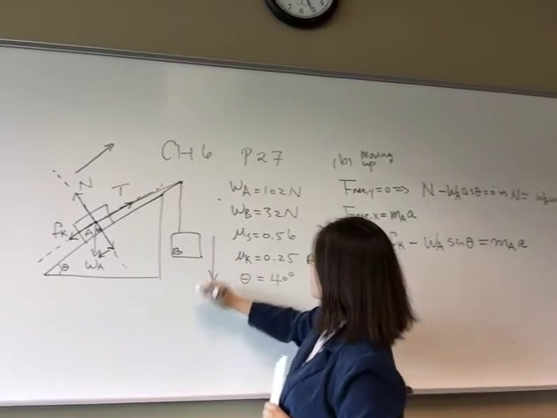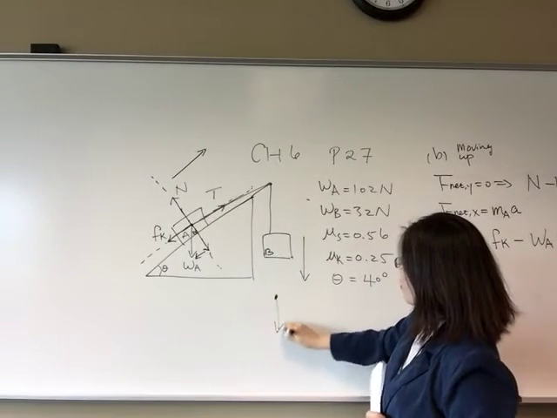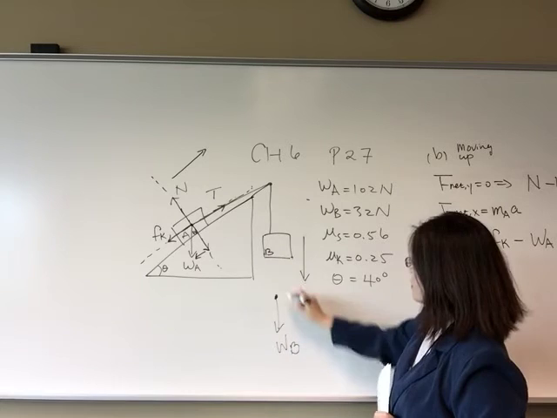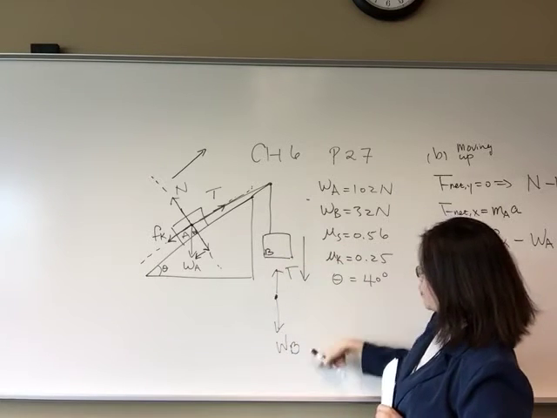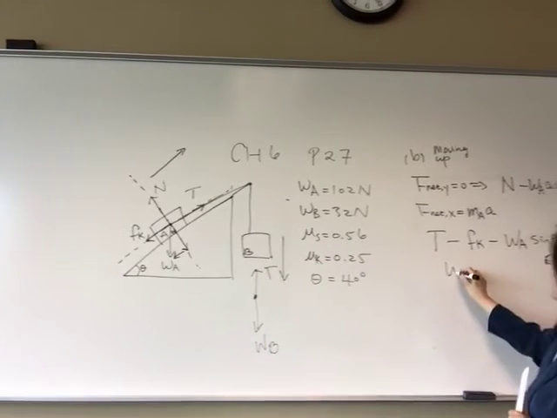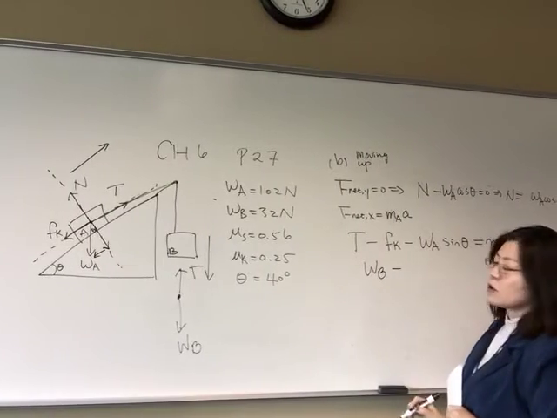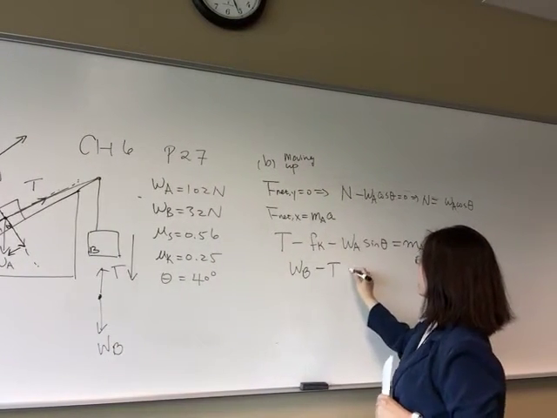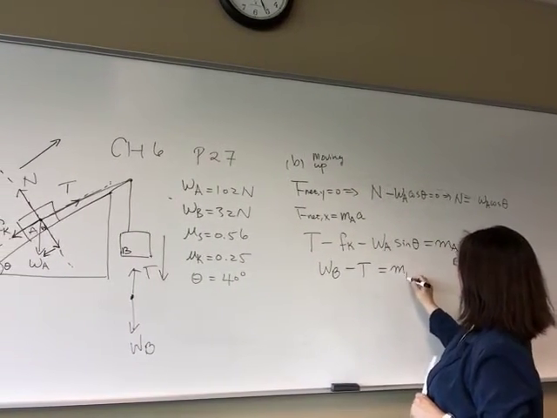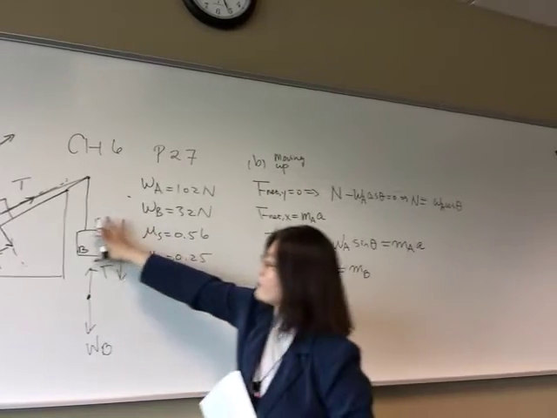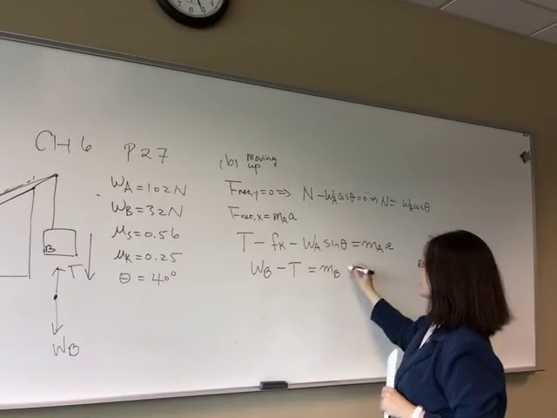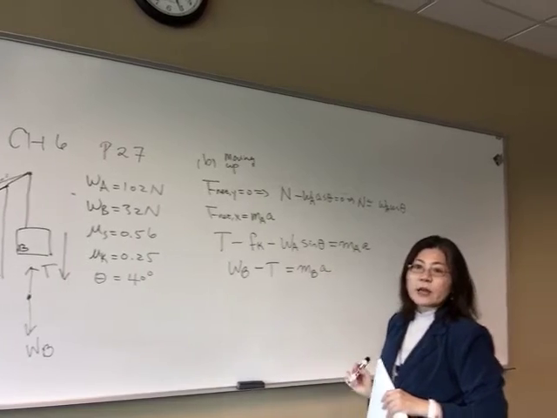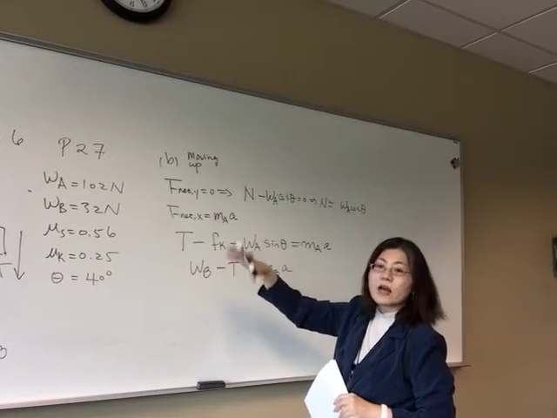So let's draw a free body diagram on this. You have the weight of B, you have the tension, and the whole thing is moving down, which means that your WB is going to be greater than the tension, and the net force will give rise to the mass of B times the acceleration, because you're looking at this block. It is the same acceleration because they are moving as a system.